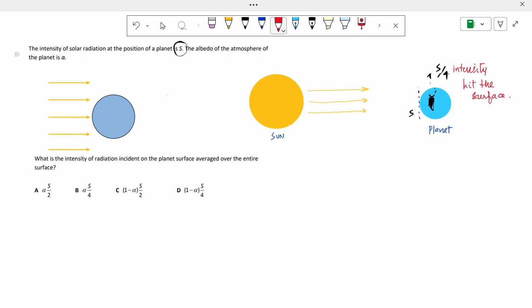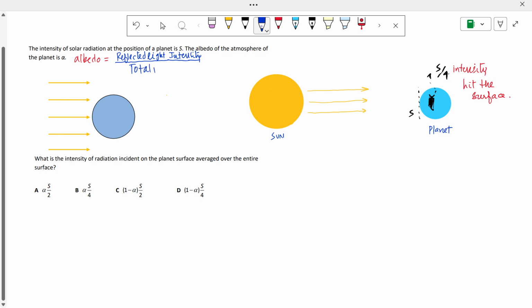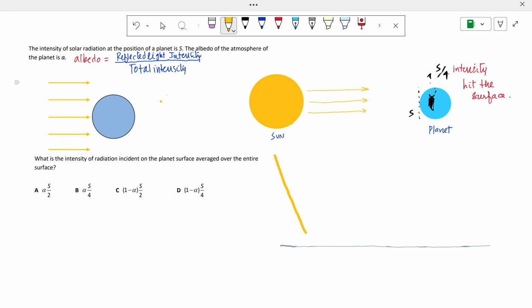And what is alpha? Alpha is the albedo, and it tells us how much fraction of the light is reflected. So it is the reflected light intensity divided by the total intensity of light. If alpha is the albedo, it means that some light will be reflected. So students, understand that this is finally the light that is hitting the surface of the planet, and this is not S.